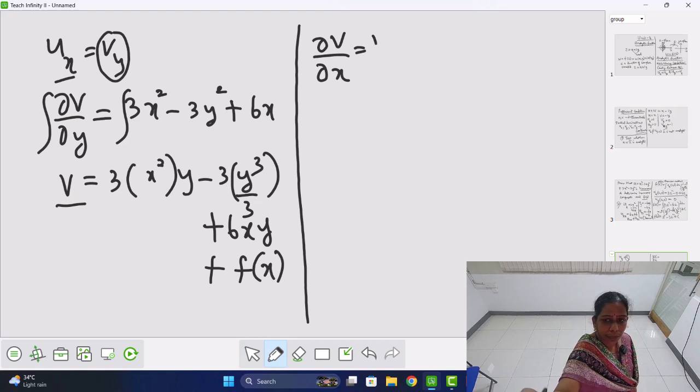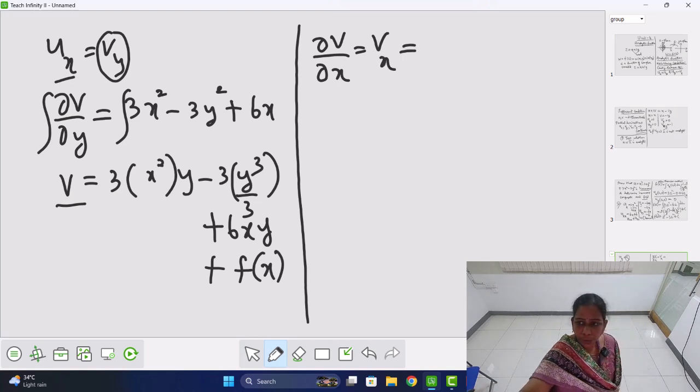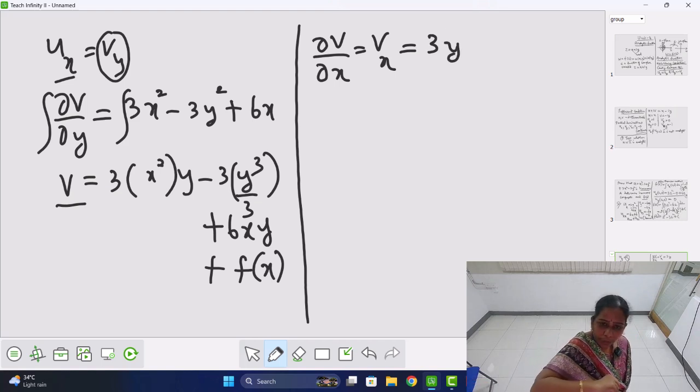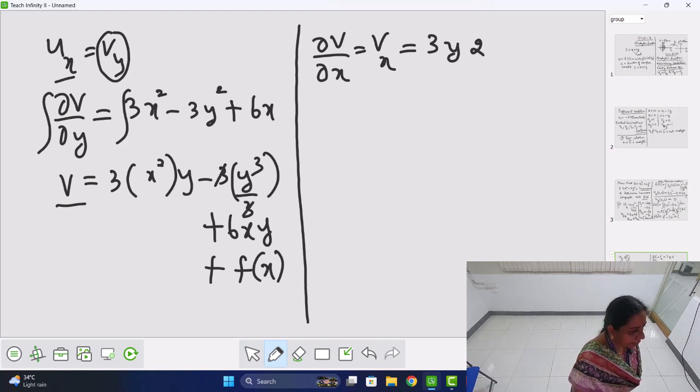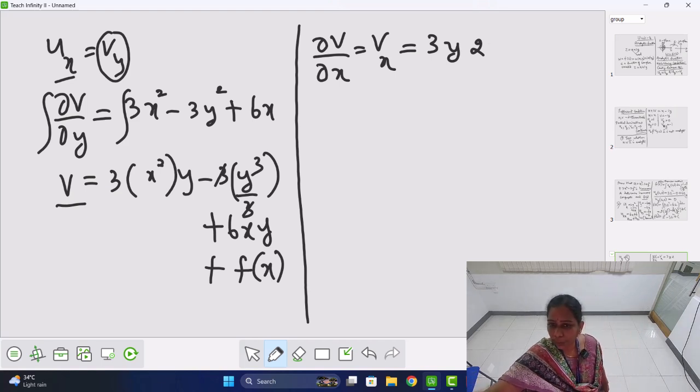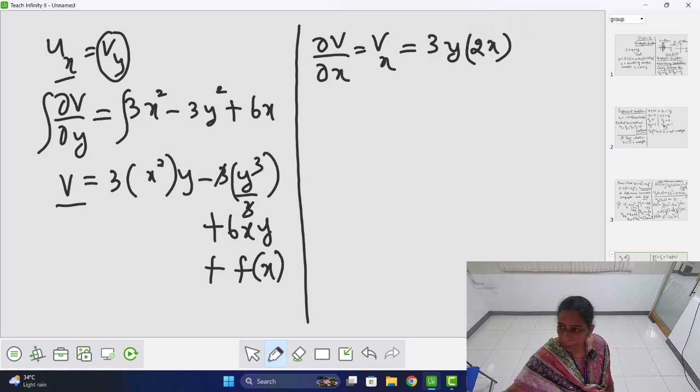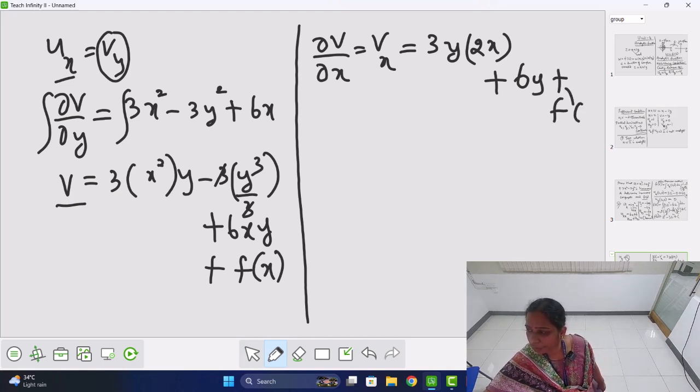Once again, I have to differentiate, vx, dou v by dou x, with respect to x. Initially integrating, I get this; now I'm going to differentiate. So 3y is available, x square will become 2x, so 3 and 3 get cancelled, 6xy. Plus 6y, differentiating with respect to x, this will become 6y plus f dashed of x.